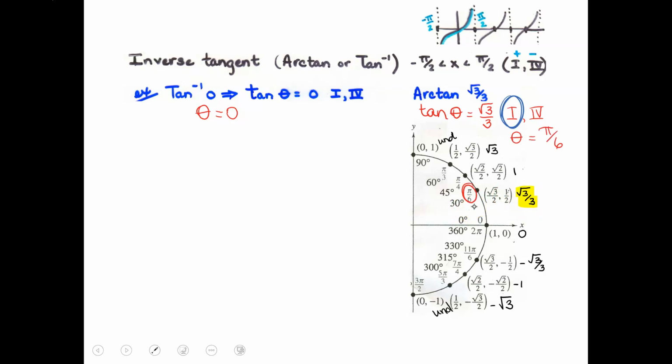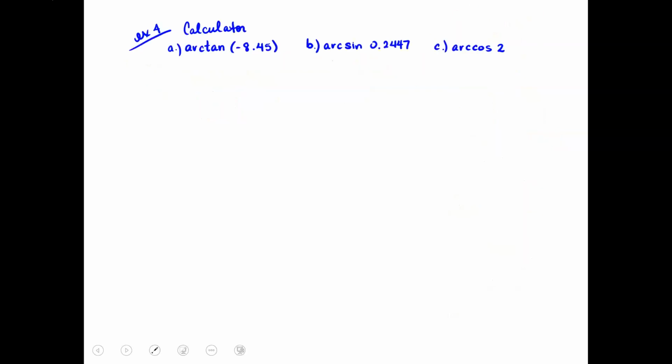What if that had been negative? What if it had been where is tangent equal to negative square root of 3 over 3? Well, then I would have just come down here, and remember, instead of saying 11 pi over 6, I would say negative pi over 6, because that's the value in between negative pi over 2 and positive pi over 2. So the only time that we need to write it as the negative angle is when it's in the fourth quadrant.